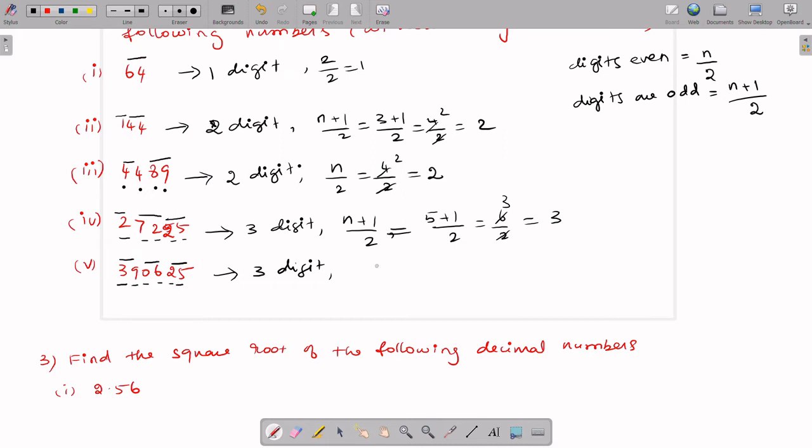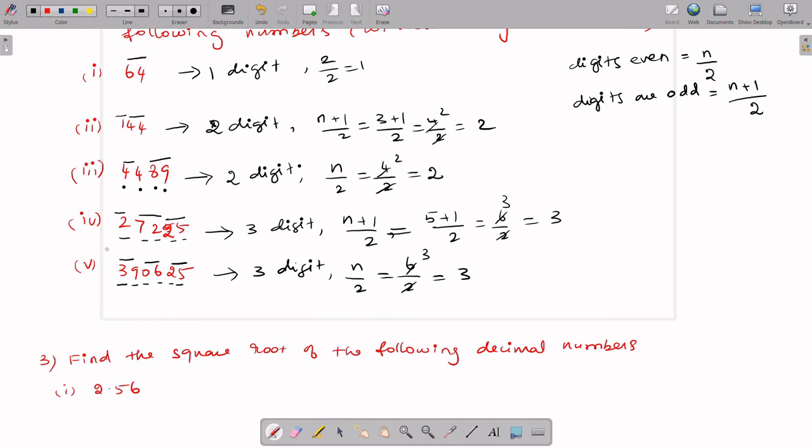6 numbers. N is even. So you have to use this formula, n by 2. So n is 6, 6 by 2. And here you have 3 times 2 is equal to 6. So you get a 3 digit number. This is the way you have to conclude your answer. Okay. And then now we pass on to the next problem.